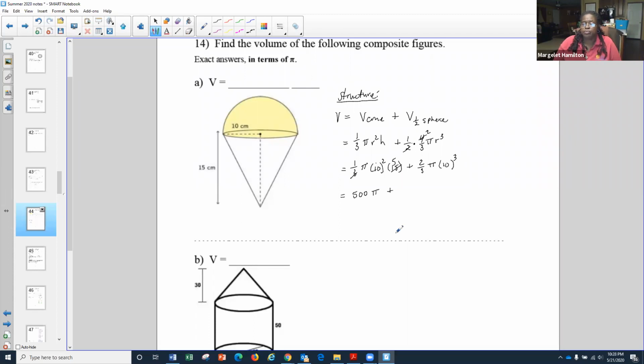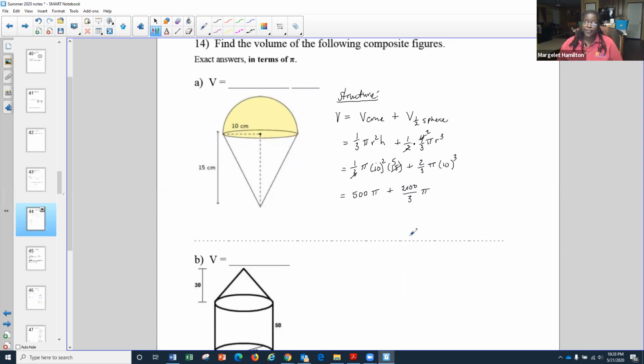Plus we have 2/3 pi times 10 raised to the 3rd power. 10 raised to the 3rd power, isn't that 1,000? Check it out on your calculator. I know you don't want to believe me. 10 raised to the 3rd power is 1,000. All right, so then 1,000 multiplied by this 2, that's 2,000. And then I'm going to leave it right there. You can leave it as 2,000 all over 3 with your pi.